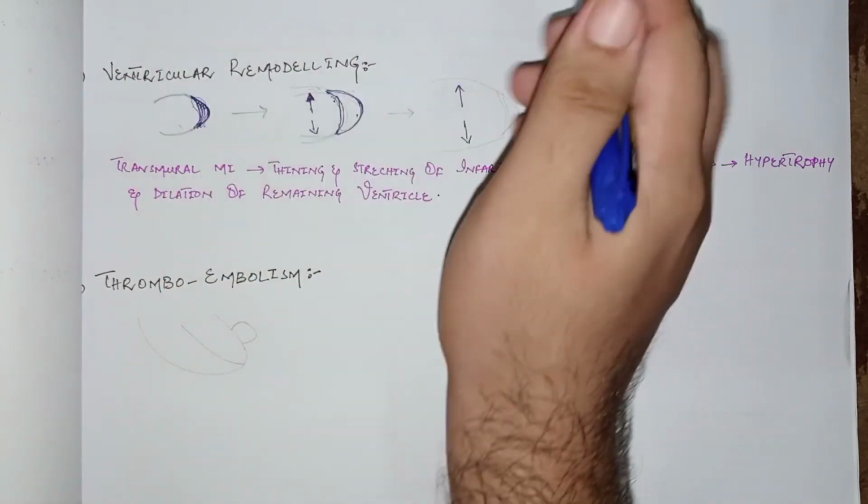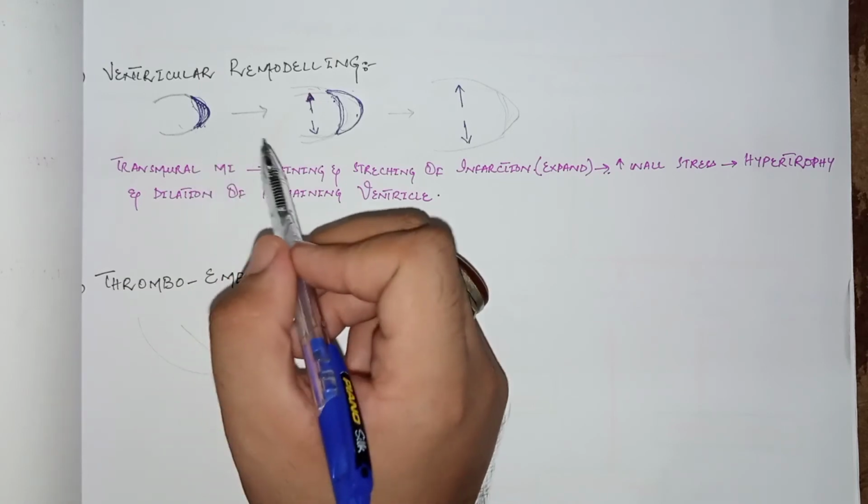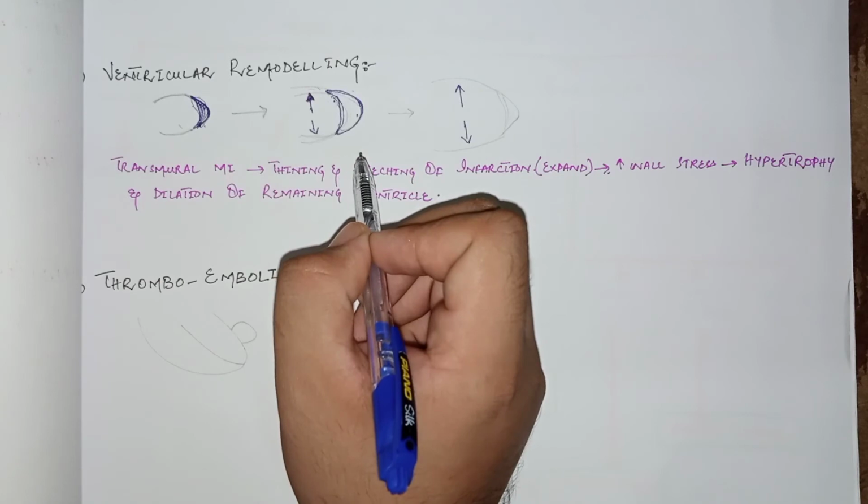It is a chronic process, and it is usually treated with ACE inhibitors, that is captopril and enalapril, and also mineralocorticoid receptor antagonists like spironolactone.